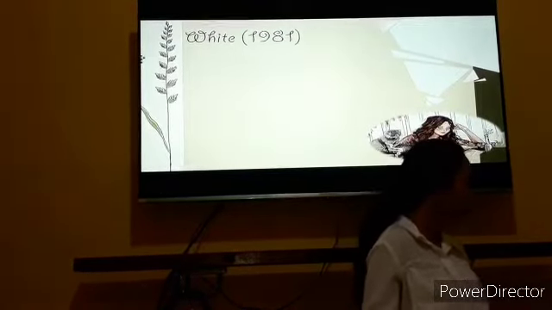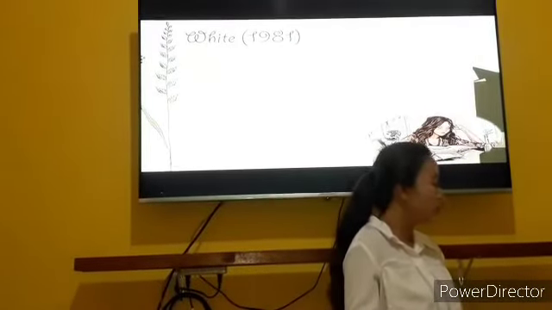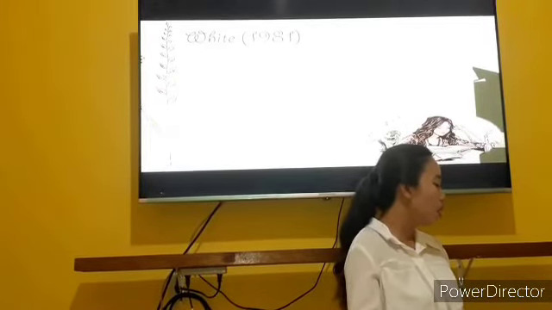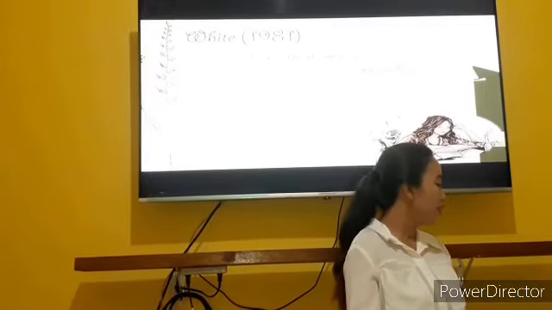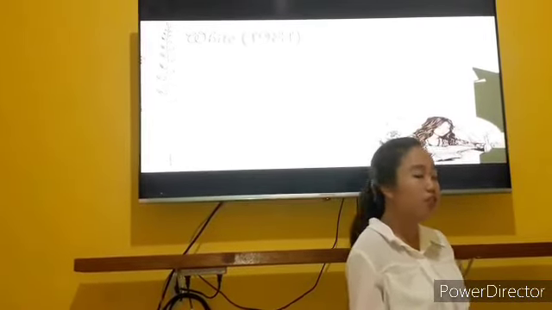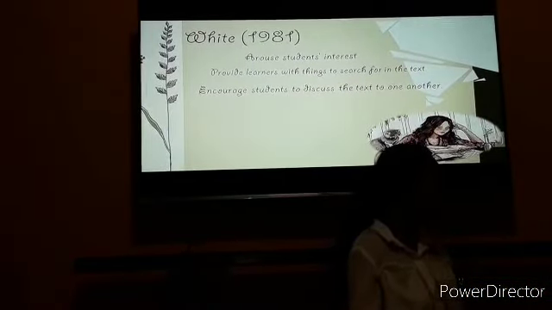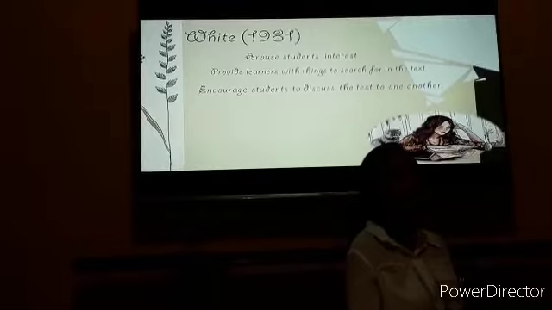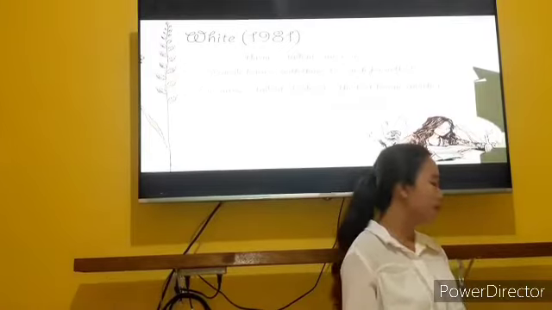So next is, White suggested an assessment regarding reading, so that students may engage themselves and actively participate. One is arouse students' interest. Second is provide learners with things to search for in the text. These are the unfamiliar words. Next is encourage students to discuss the text with one another, an activity wherein they will discuss, or they will get another opinion from their classmates or their group, if ever.